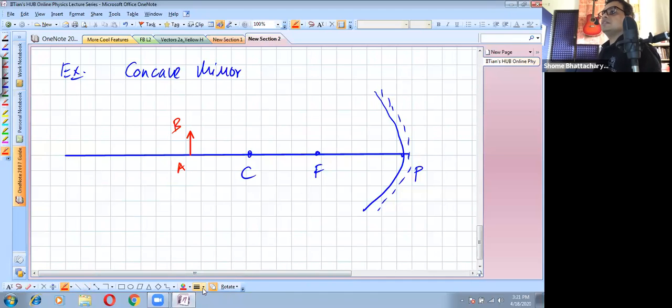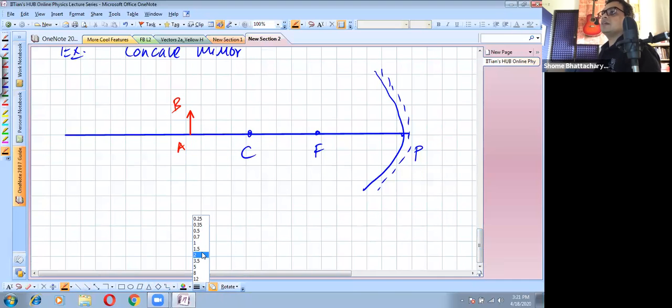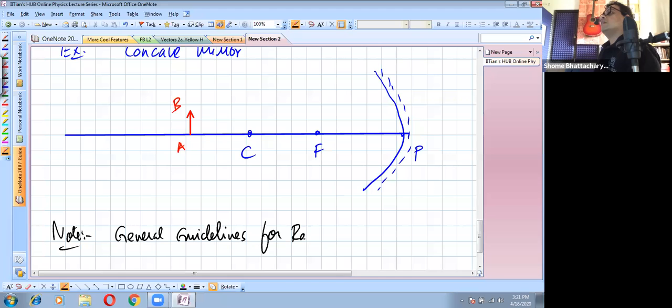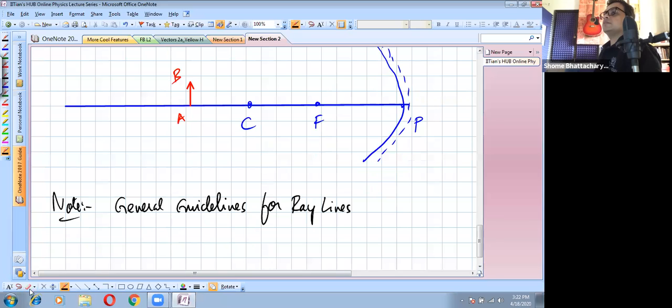So now let us consider the rays which are emanating from this object. But before I get into this, for the sake of ray diagrams, we'll understand some general principles or some general guidelines for ray diagrams. These are applicable for all types of spherical mirrors, as I'll show next, for ray diagrams, or you can say ray tracing.